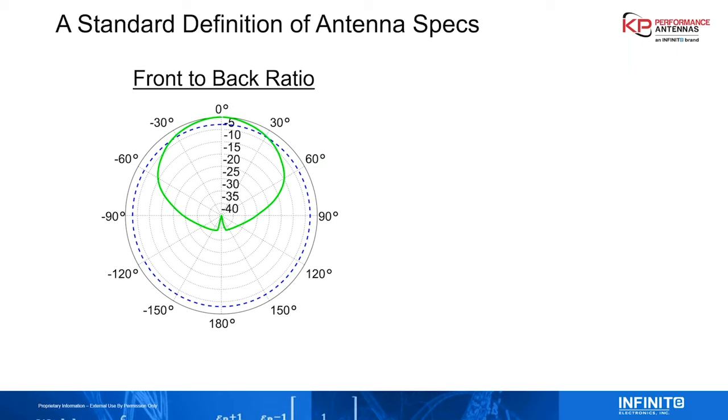Now, front to back is another important definition, and really that's going to look at how much power is moving forward versus backwards. So here we see the front to back, if we define it at 180, is just minus 40 dB. That's actually very good.